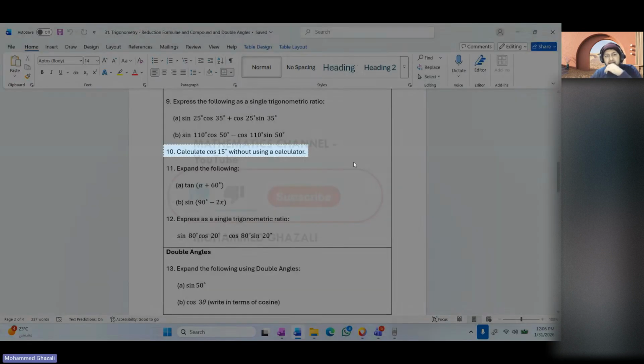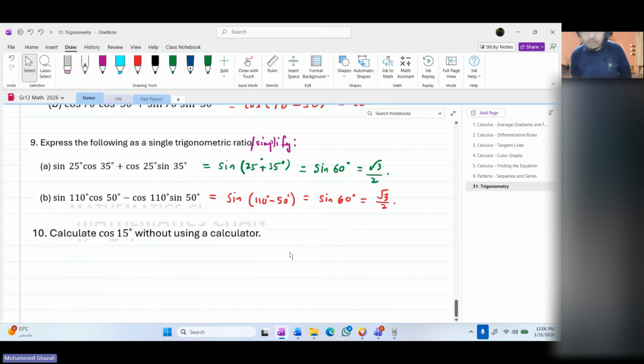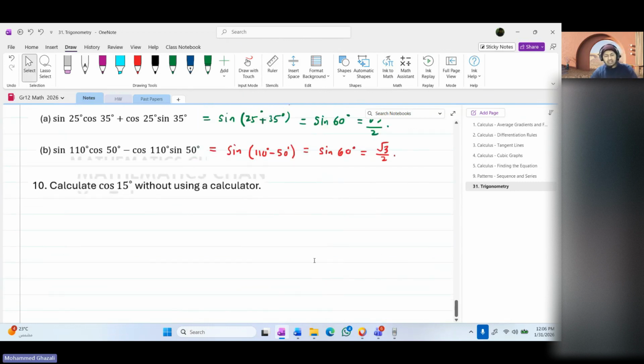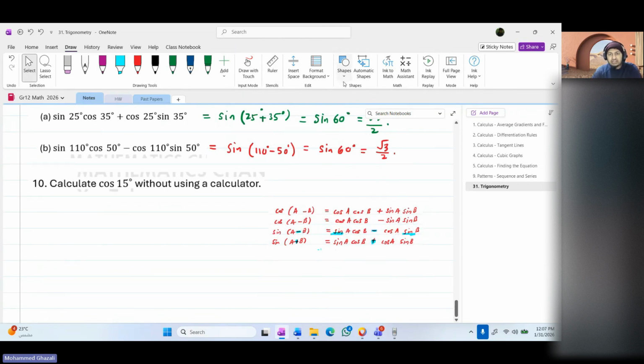Now look at these types of questions. Calculate cos 15 degrees without using a calculator. I wanted to touch on something very important: you know the special angles that we have. Using these formulas, the compound angles, you're going to end up with more special angles.